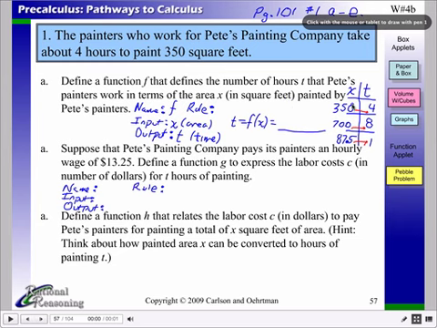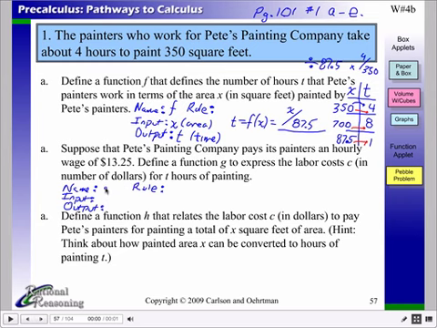Or you could multiply by 4 over 350. It's the same thing. So multiply by 4 over 350 or divide by 87.5. Same thing. So let's just go with the first one. So x divided by 87.5. Does it make sense? Are we good on function f? Any questions? Okay, next function.